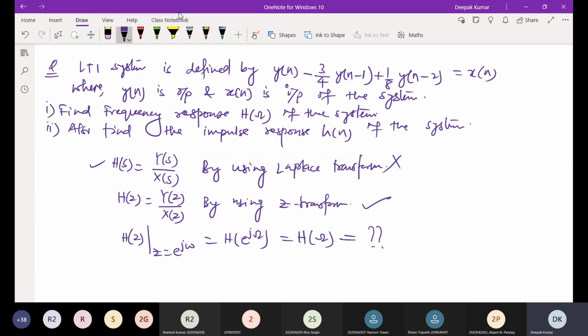Or directly, if you apply the discrete time Fourier transform and finally take the ratio Y of omega divided by X of omega, this is possible. There are two methods. For simplicity, those who have studied the z transform can apply it, but those who do not know the z transform can directly use this.